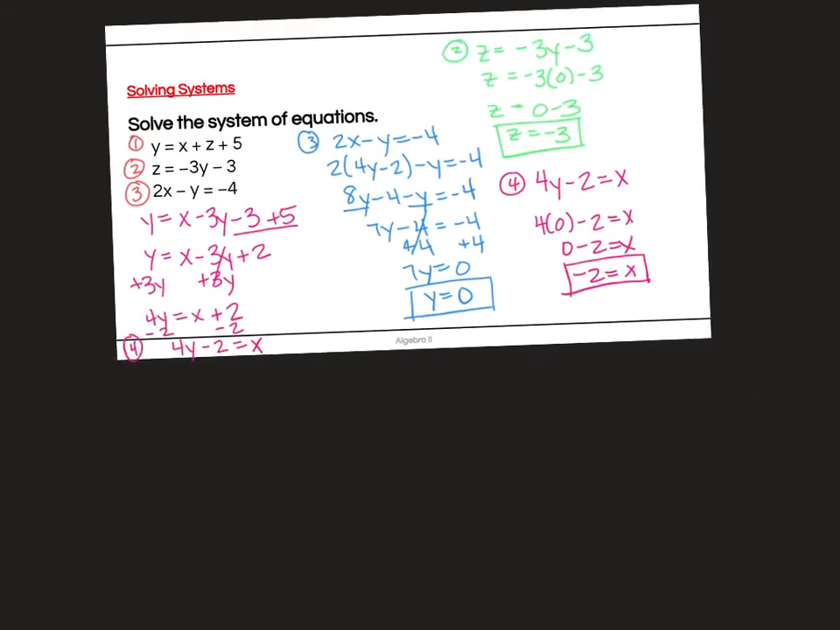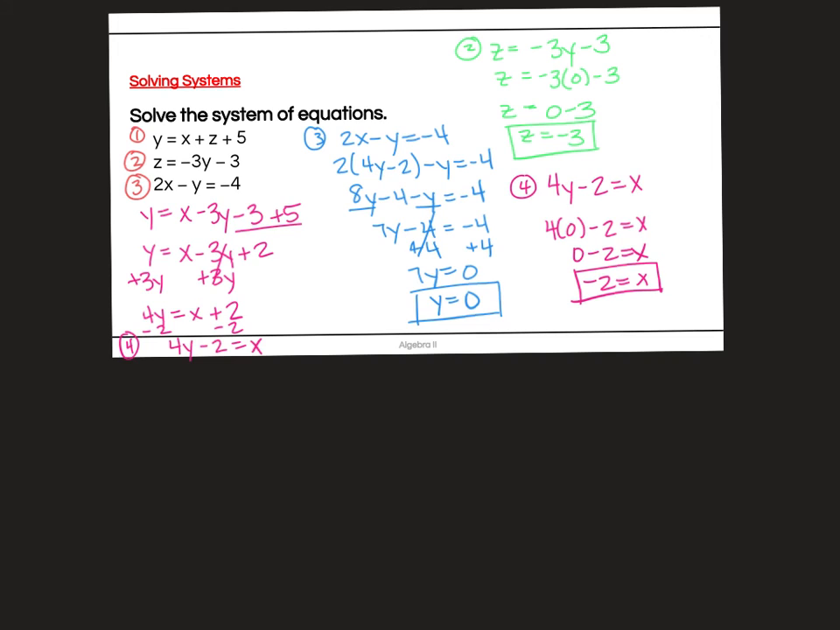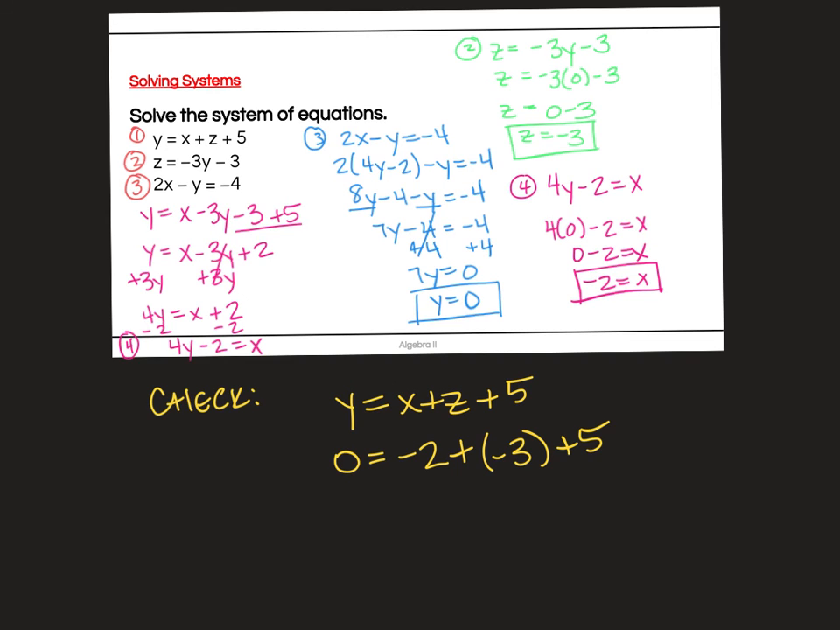So of course then my last step is I am going to check. And I'm going to use number 1 to check. And number 1 says that y is equal to x plus z plus 5. And so y is 0 and is equal to x, which is negative 2, plus z, which is negative 3, plus 5. So negative 2 plus negative 3 is negative 5 plus 5, and 0 is in fact equal to 0. So it all works out.